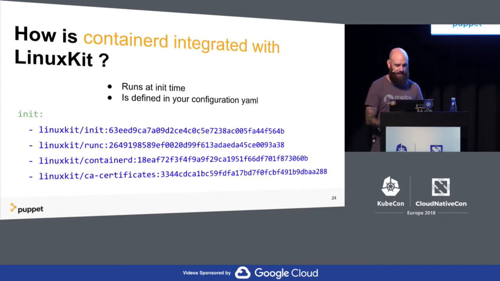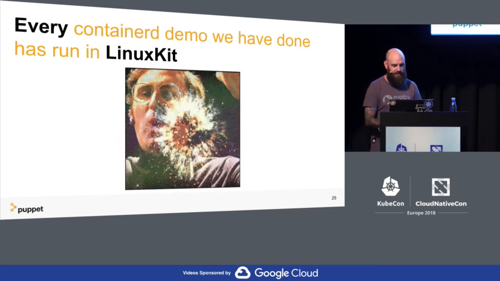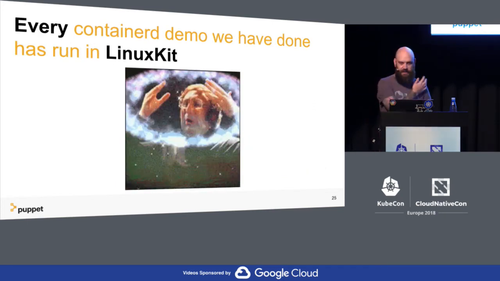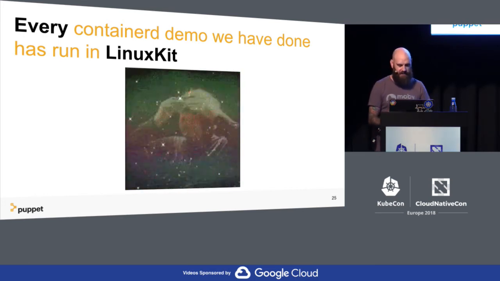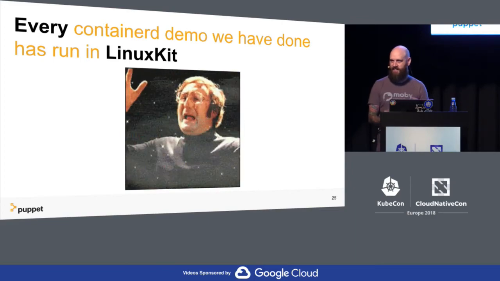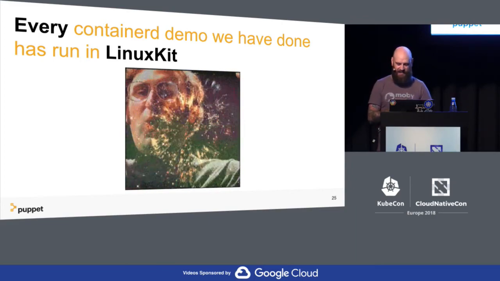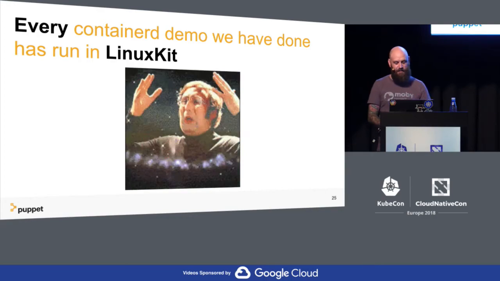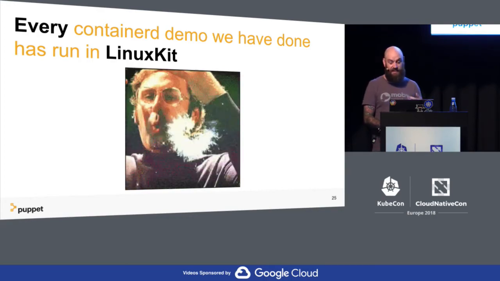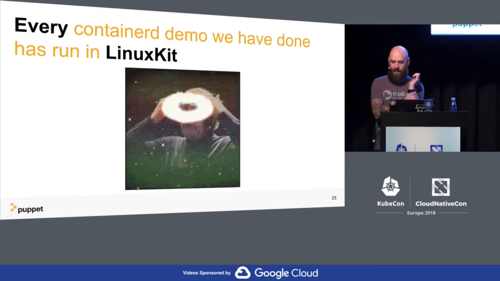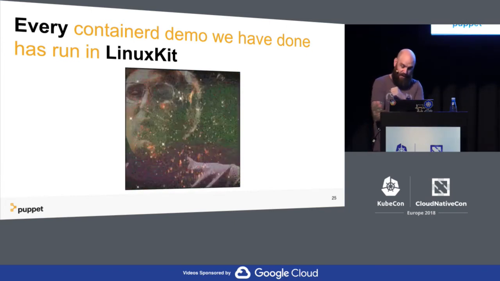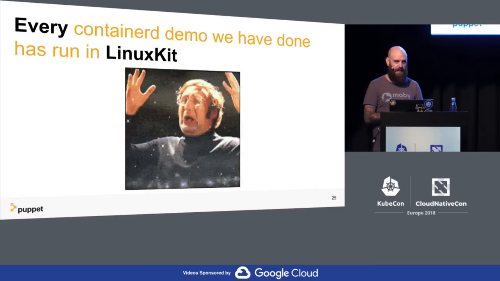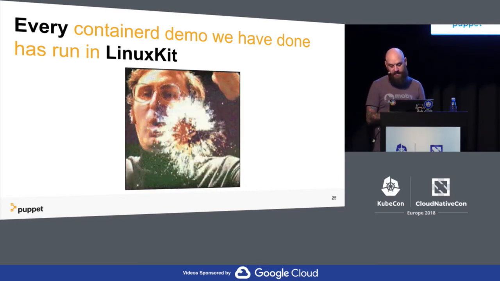That's your init system. You've got init, runc, containerd, and CA certificates. Every demo I've done today has been running on Linux Kit. When I originally wrote this talk a while back, I actually had a Mac, so running containerd on a Mac is like not that easy to get working. You have to run in a container anyway. So I ran everything in Linux Kit, and since then I've been running everything on Linux Kit. We use it a lot in Puppet, in my team, for things like CD and build process.